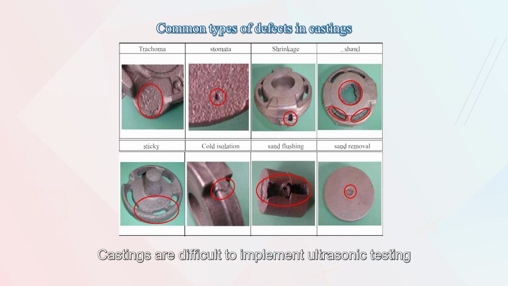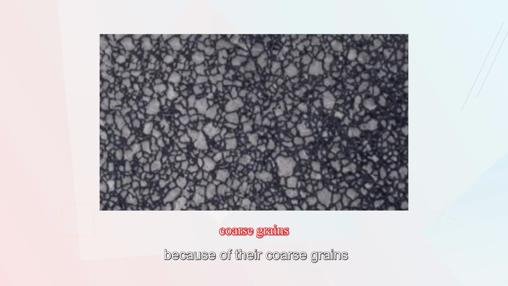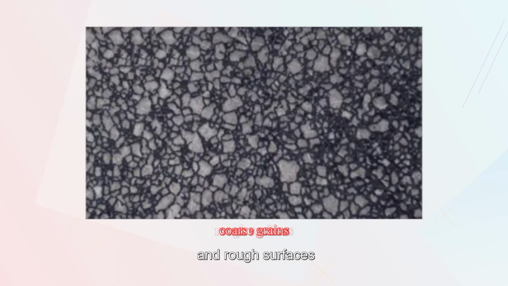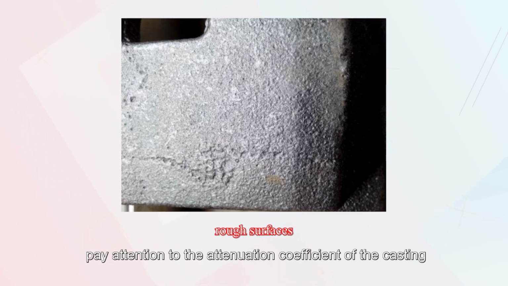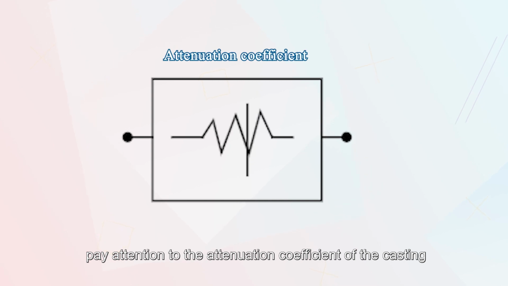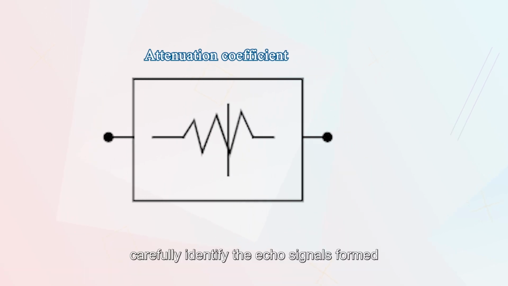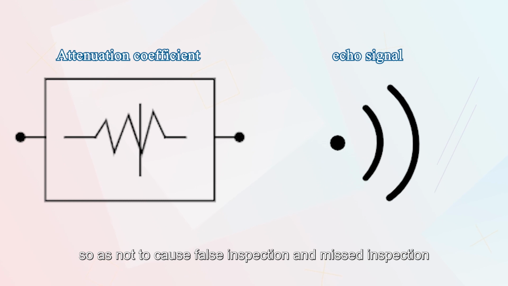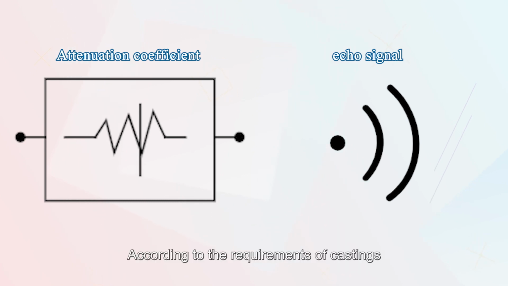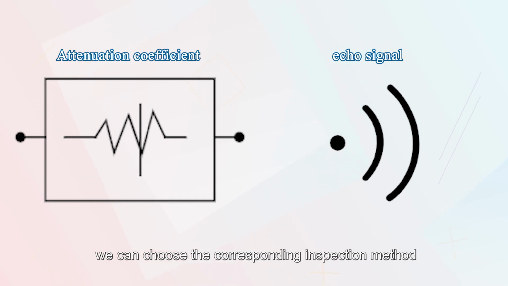Castings are difficult to implement ultrasonic testing on because of their coarse grains, non-dense structures, and rough surfaces. When testing, pay attention to the attenuation coefficient of the casting. Carefully identify the echo signals formed by coarse grains and uneven structure, so as not to cause false inspection and missed inspection. According to the requirements of castings, we can choose the corresponding inspection method.